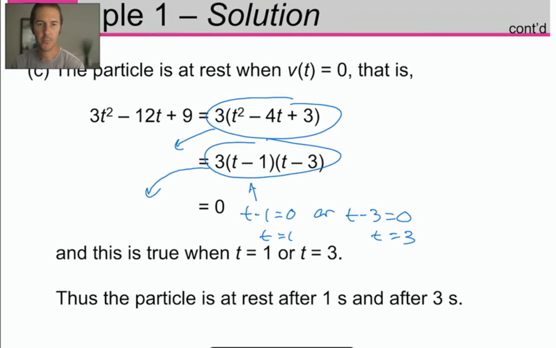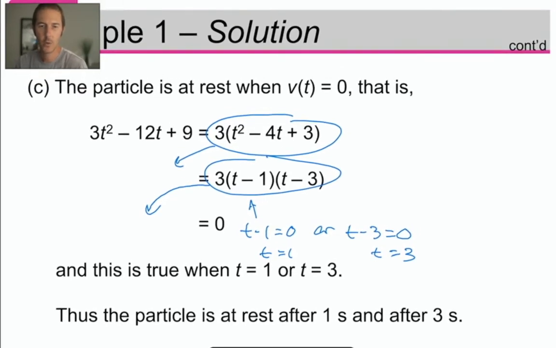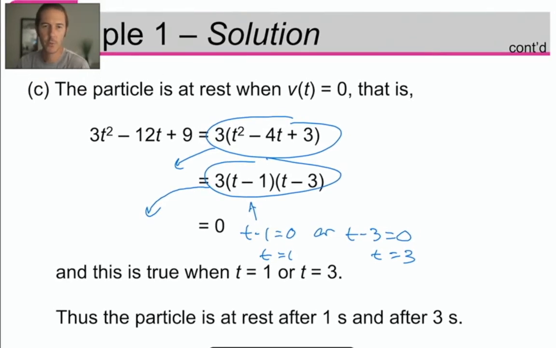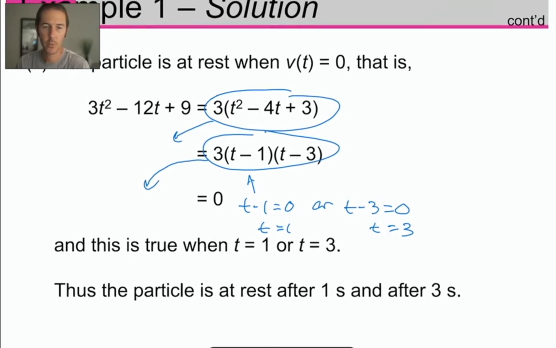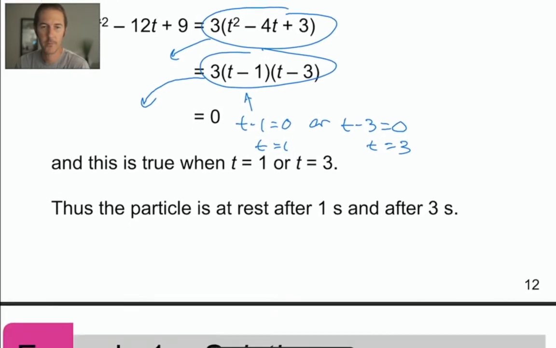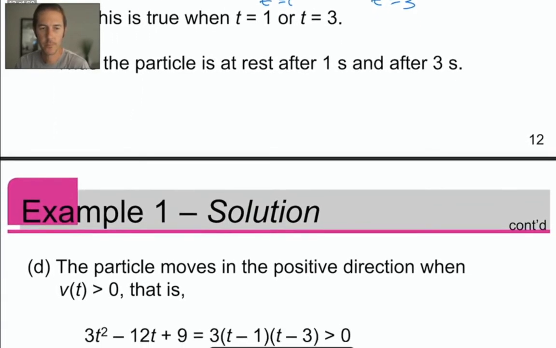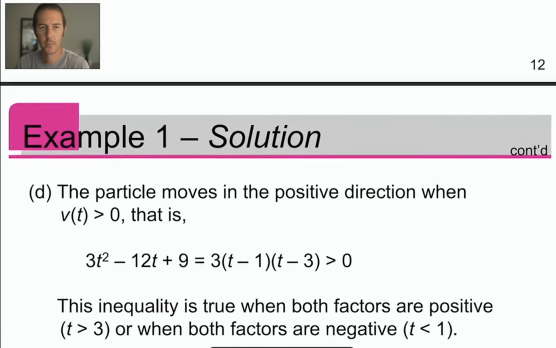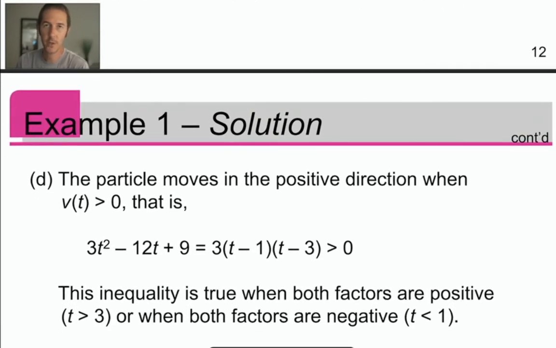However, it does boil down to the fact that when t equals 1 or t equals 3, we have a velocity of 0. Therefore, our particle is at rest when t equals 1 or t equals 3. So again, find your velocity equation, set it equal to 0, solve for t. Those are the t values when your particle is at rest.